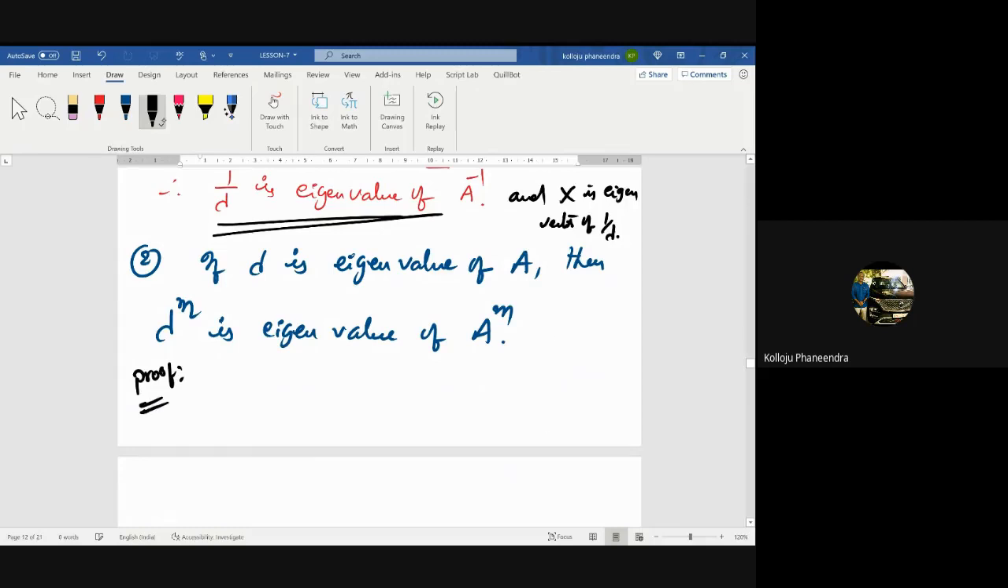You try this, all of you. What you have to prove, I'm giving here: we have to prove that A power m x equal to lambda power m x. Try this.